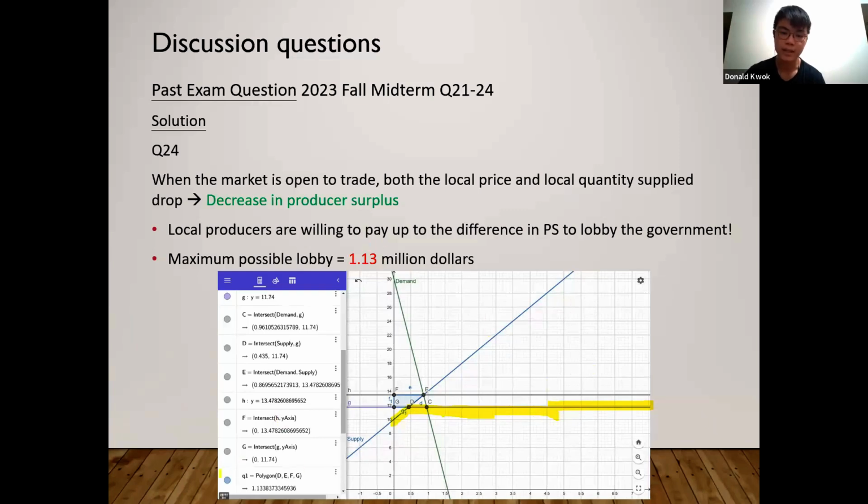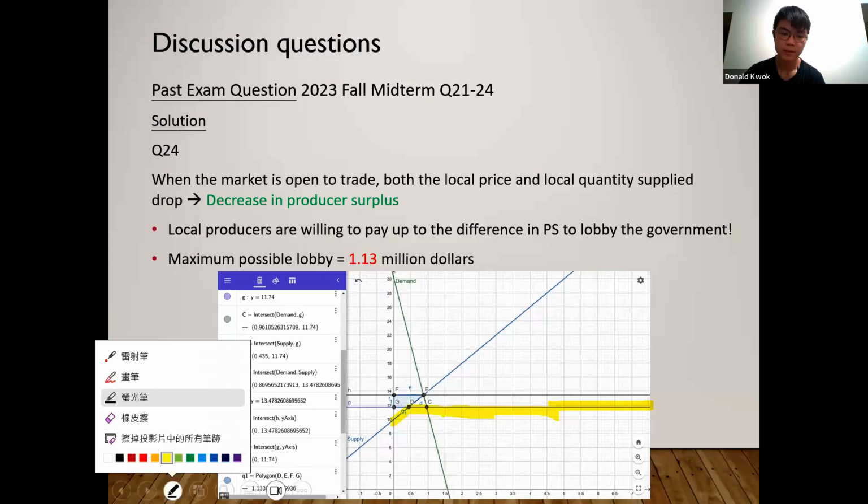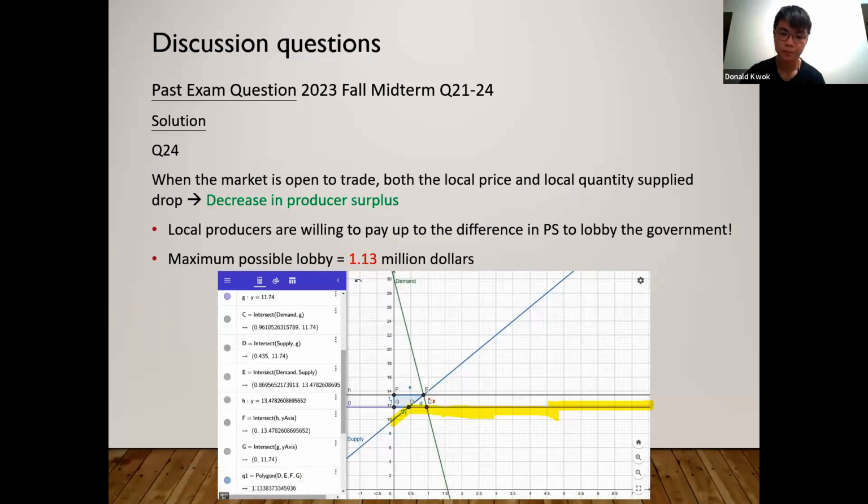So point C would give us the local market price and also the quantity demanded of the local consumers. Local market price 11.74 and the local quantity demanded 0.96.